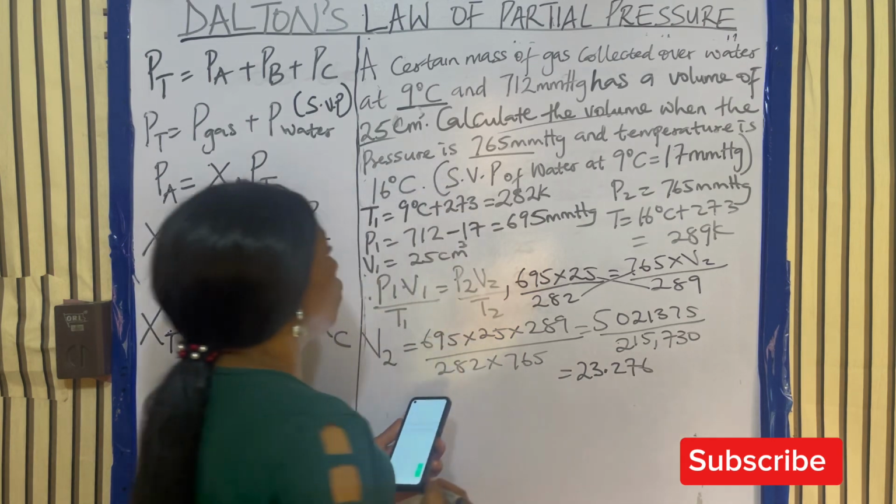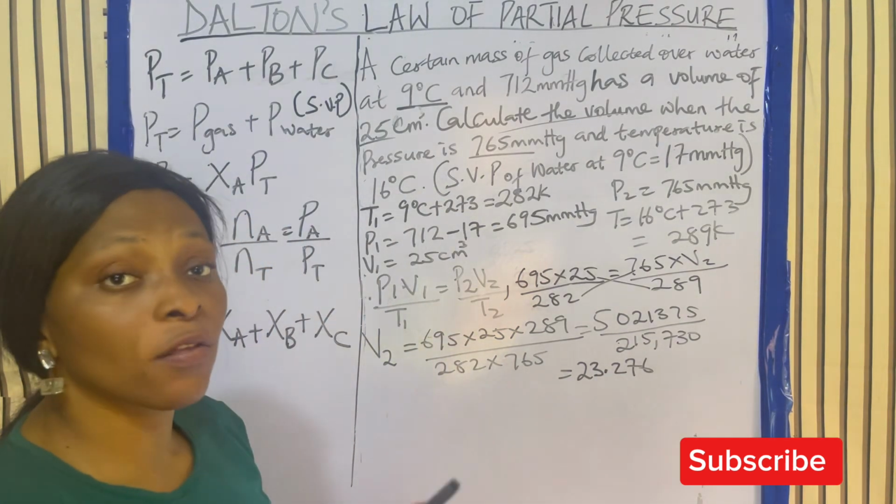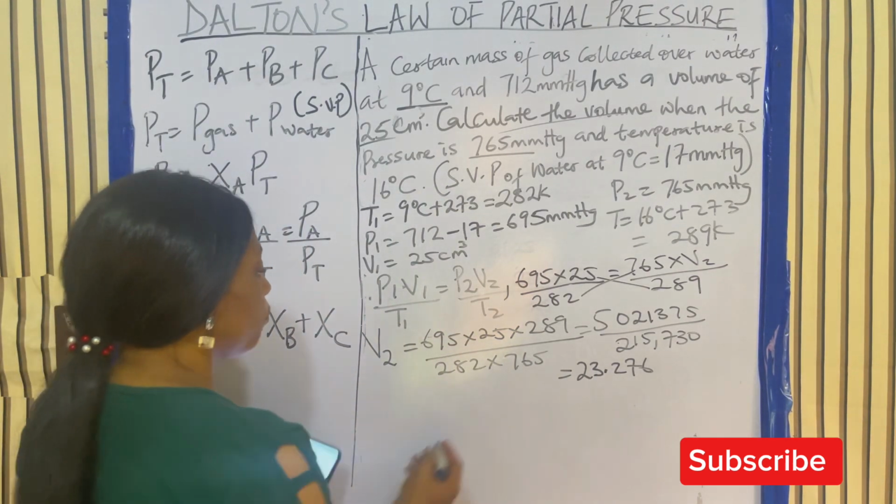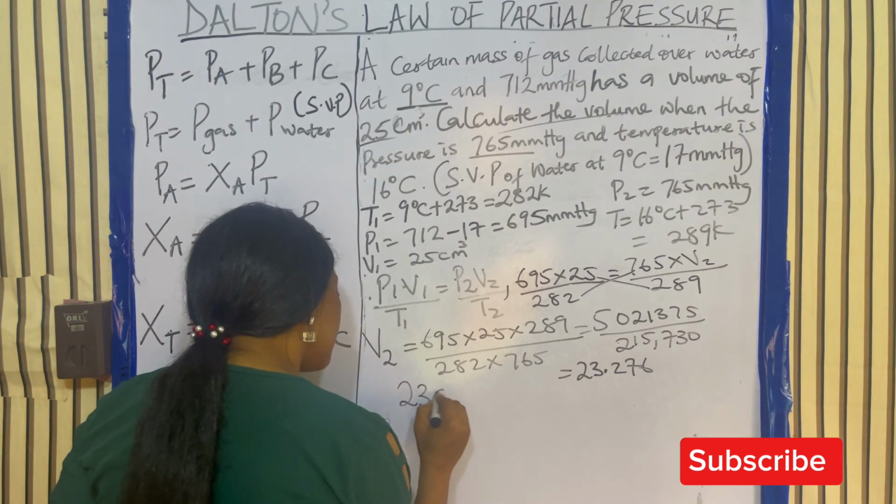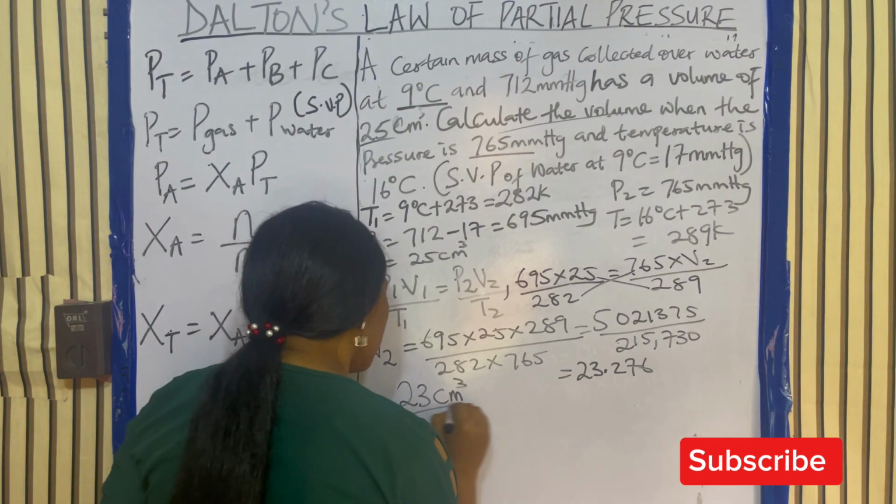23.276. So let's leave our answer to the nearest whole number. Our volume will be what? 23 cm cubed. Answer.